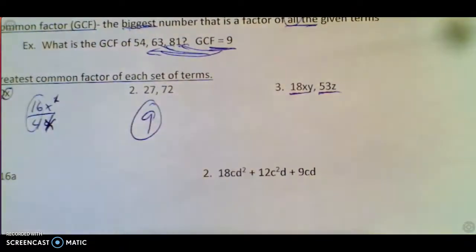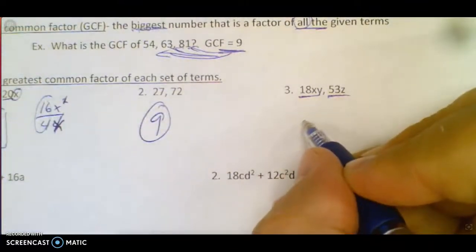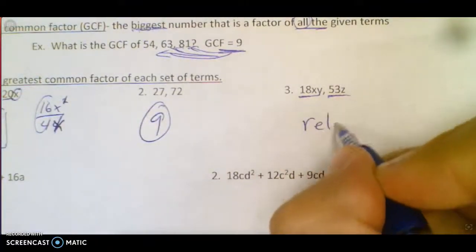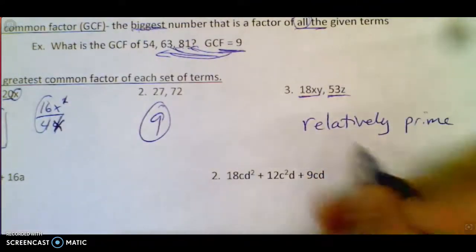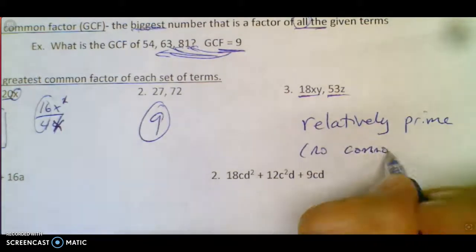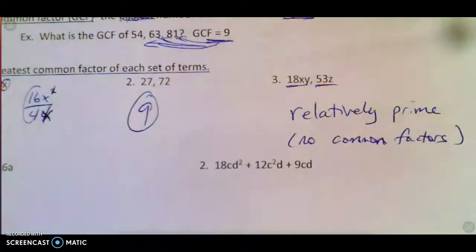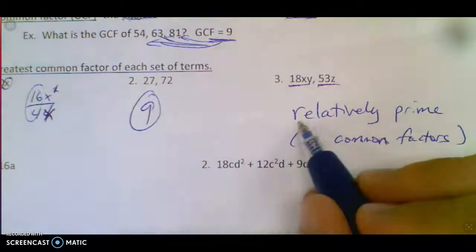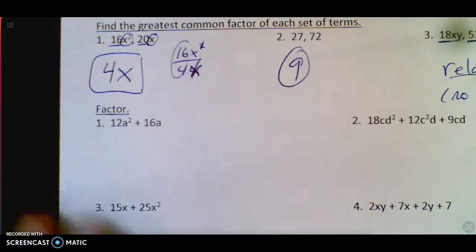So what am I supposed to write if they don't have any common factor? Here's what you write: relatively prime. It means no common factors other than 1, because technically you can divide 1 into any numbers. So the fancy phrase for this is relatively prime. Awesome. Moving on.